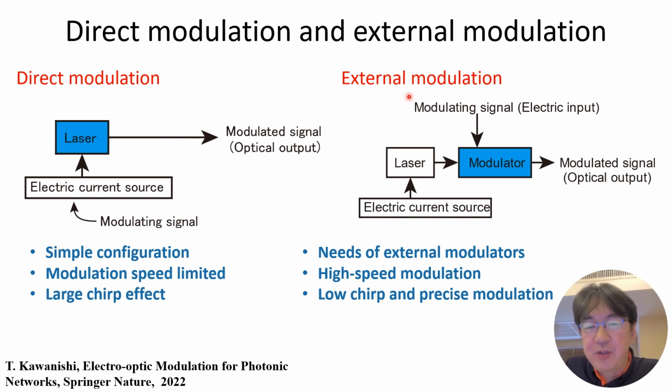In external modulation, we use the external modulator here, and the laser generates a stable sinusoidal wave. But we need, of course, the external modulator. The setup will be more complicated if we compare it with direct modulation. But we can achieve high-speed modulation. The response of the modulator is much faster than the response of the laser itself. And we can achieve low chirp and precise modulation.